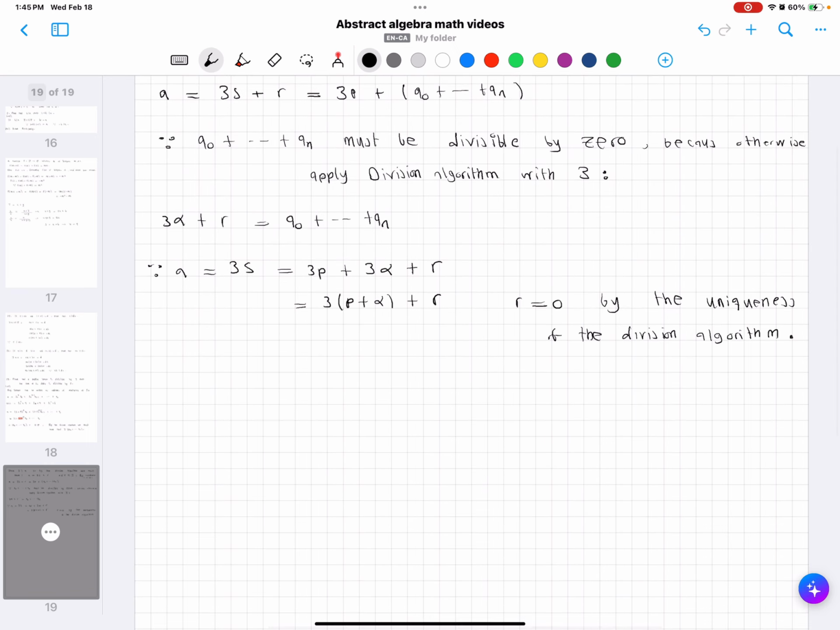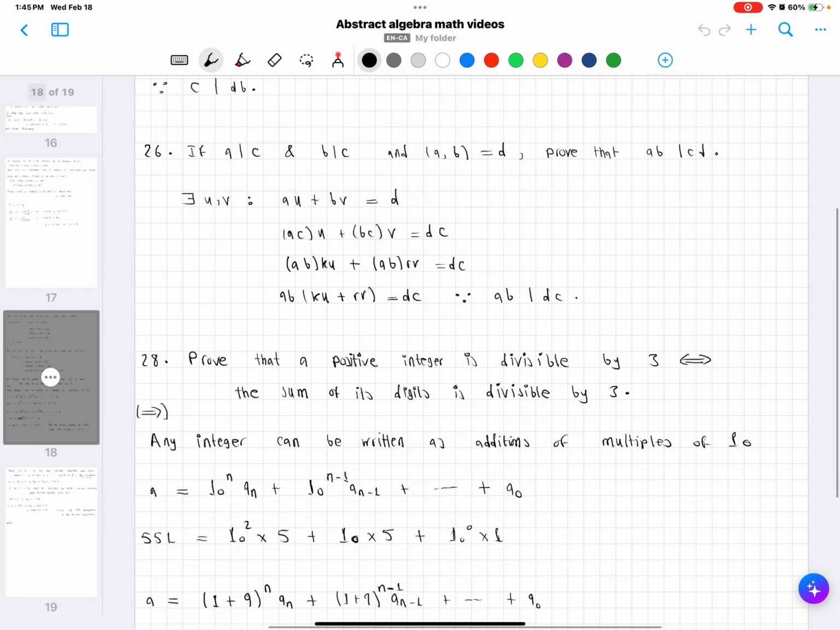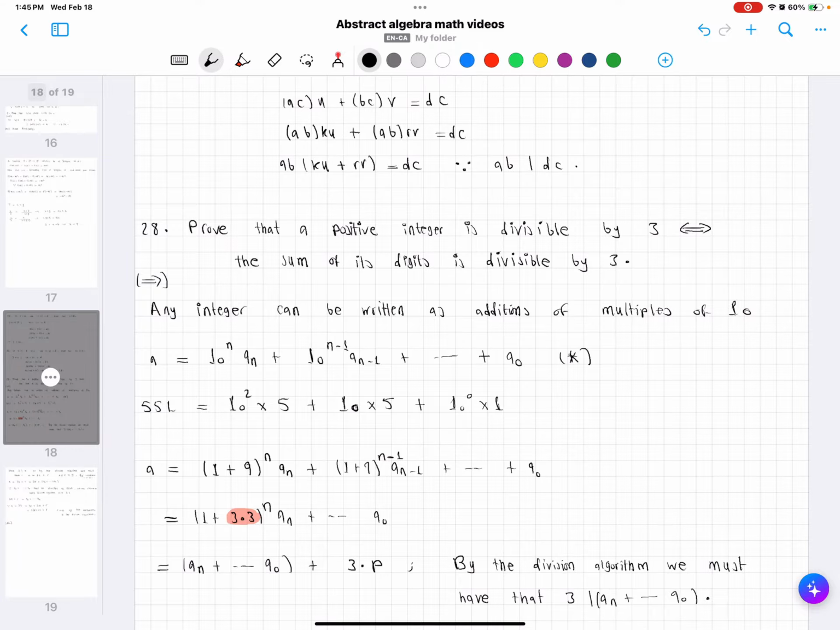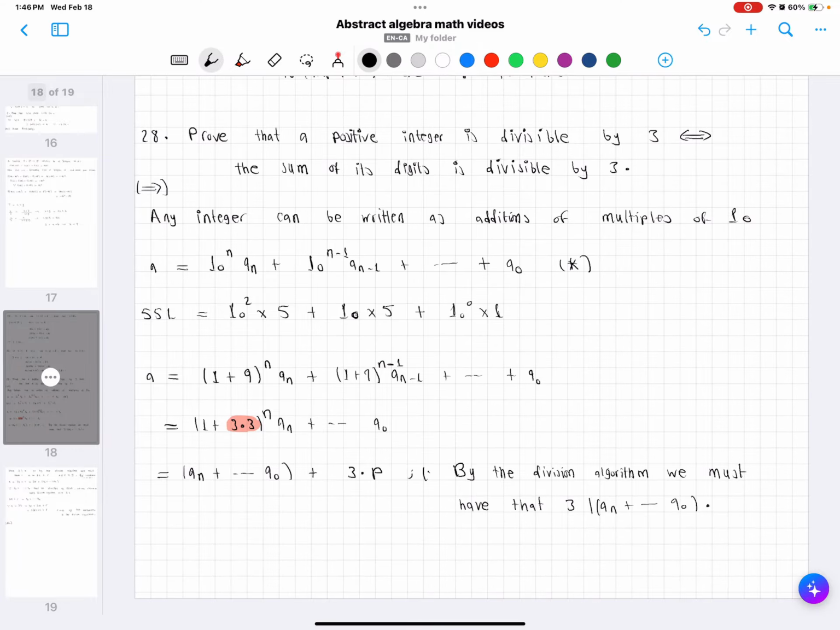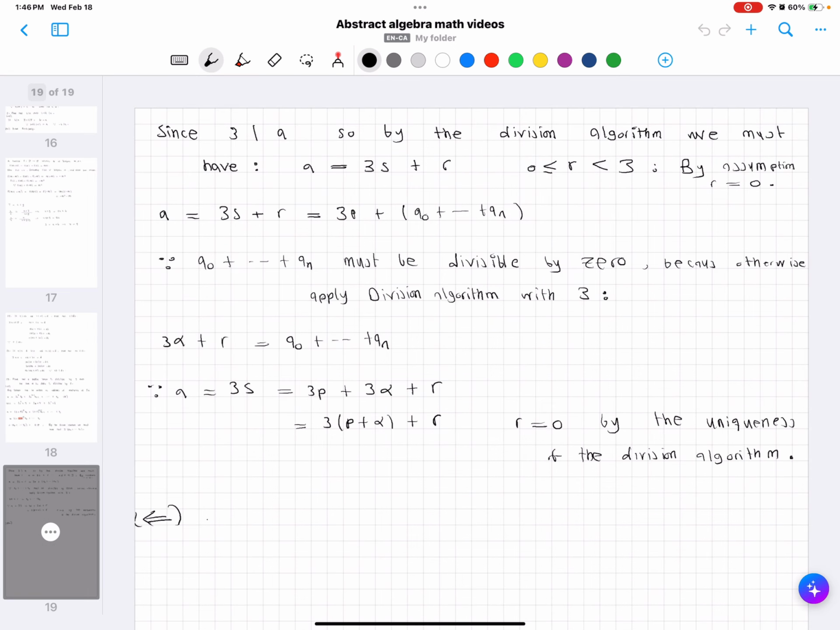So going in the other direction is easy, because if we express every term as a multiple of 3, then using the star here, we get that a is a multiple of 3 by the fact of the double star. I don't like to use the word trivial, so let's just say easy.